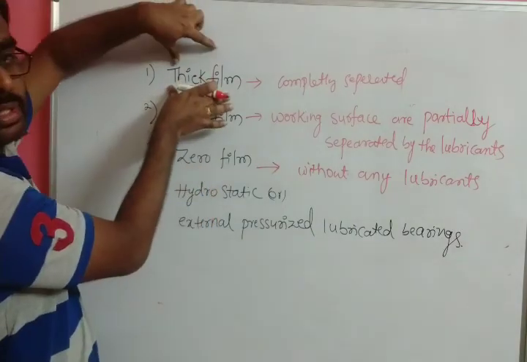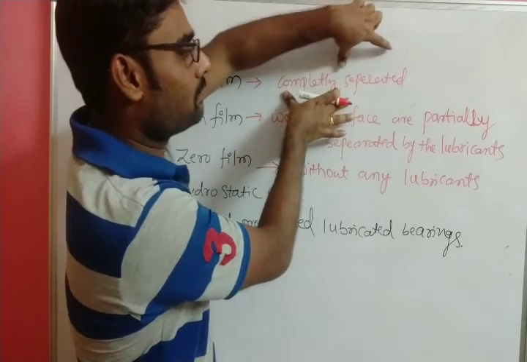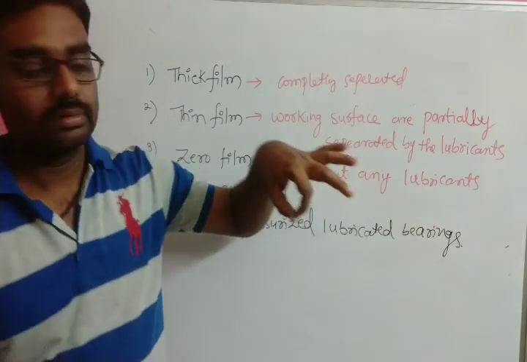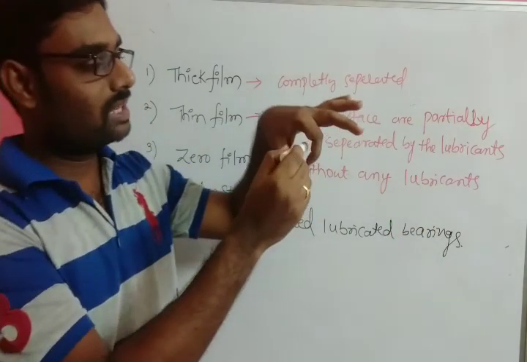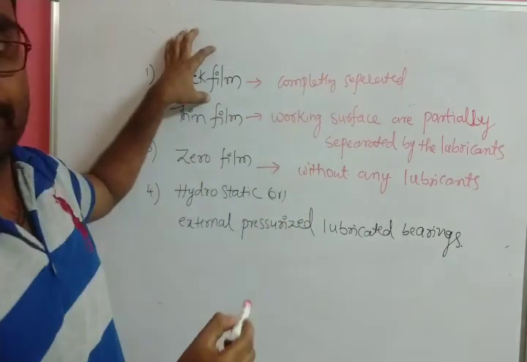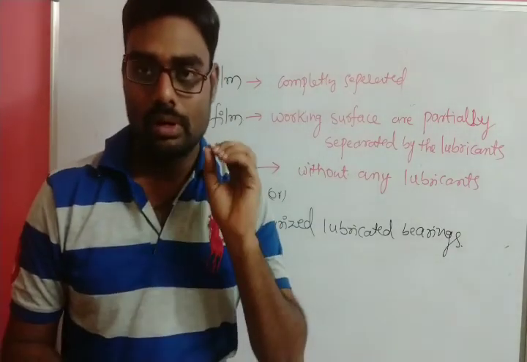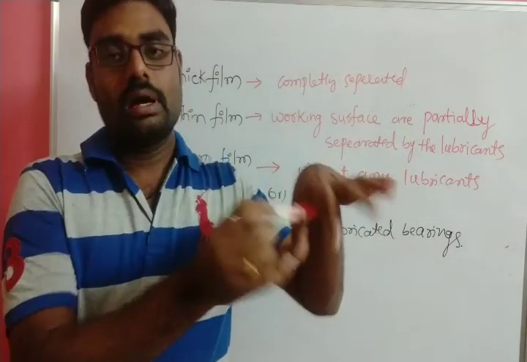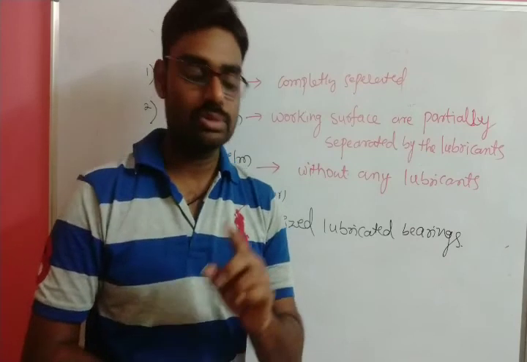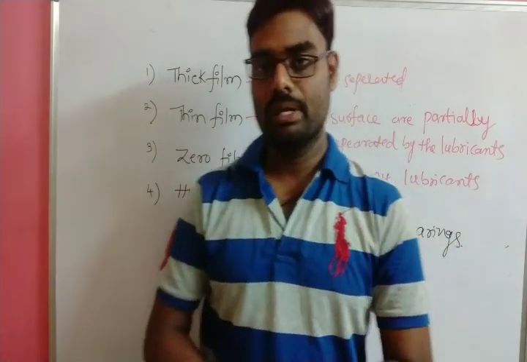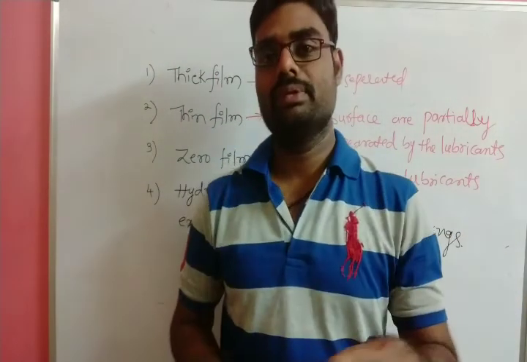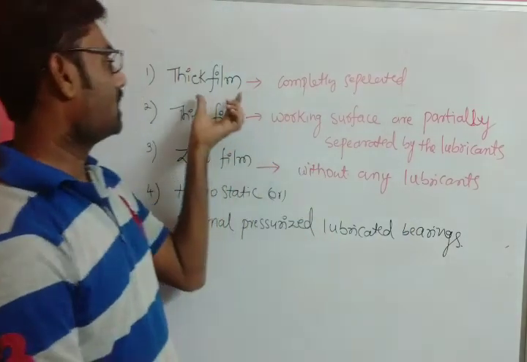Thick film means the working surfaces are completely separated by the lubricant. Let us consider a bearing and a shaft. The shaft rotates inside the bearing without contact, so that means thick film. There is no touch between the journal and bearing. The thick film bearings are also known as hydrostatic bearings. There is no contact between the journal and bearing, so that is known as thick film.